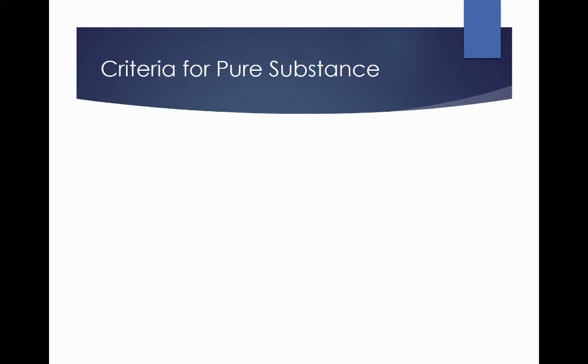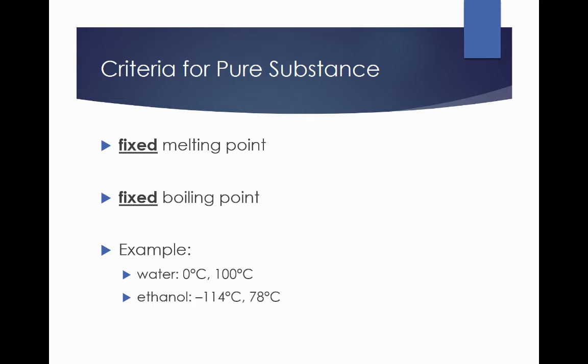And the criteria for things to be considered pure will be in terms of the melting point as well as the boiling point. And they have to be fixed. Fixed means one precise constant value. For example, for water, it is 0 degrees Celsius for the melting point, and the boiling point will be 100 degrees Celsius. And similarly for ethanol, the melting point and boiling point are fixed at that particular conditions.